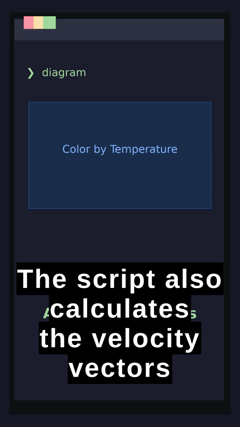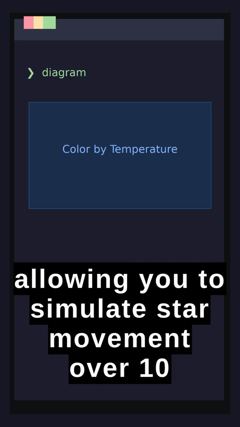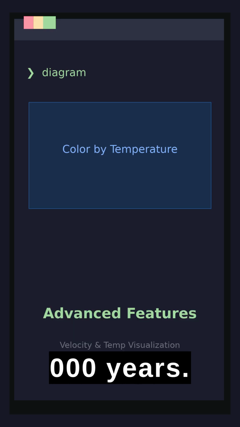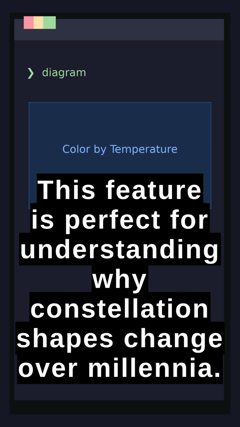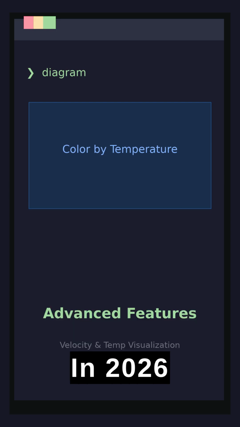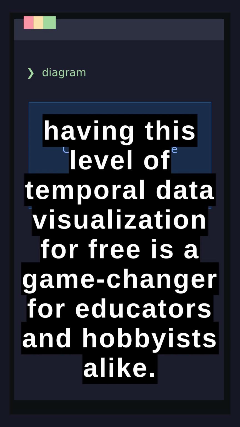The script also calculates the velocity vectors, allowing you to simulate star movement over 10,000 years. This feature is perfect for understanding why constellation shapes change over millennia. In 2026, having this level of temporal data visualization for free is a game-changer for educators and hobbyists alike.